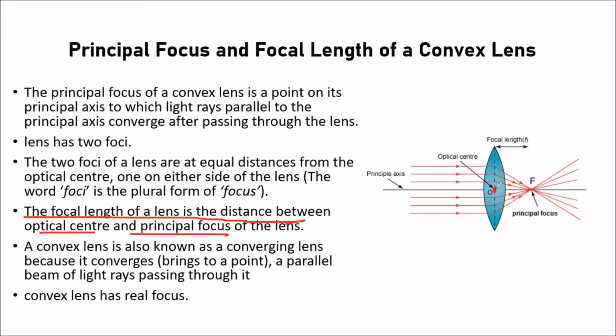The focal length of a lens is the distance between optical center and principal focus. So for a mirror, it was pole and focus. For lenses, it is optical center and focus. That distance is called focal length.